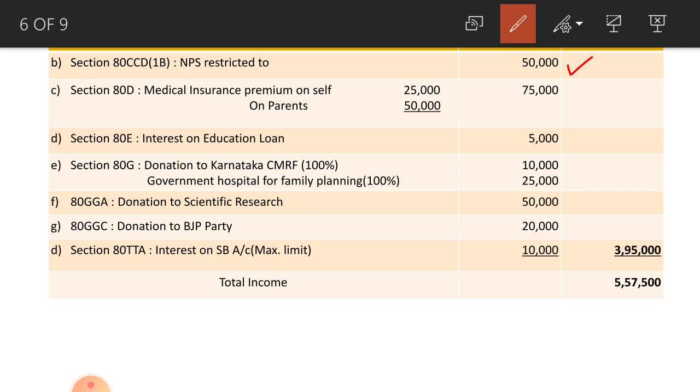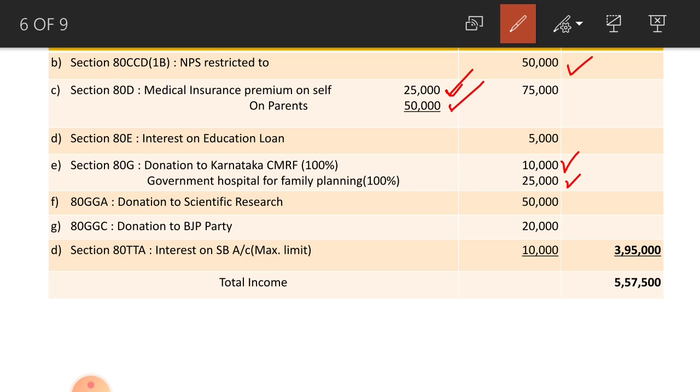Next, section 80D, medical insurance premium on self 25,000, because she is the age group below 60 years, that is why 25,000, which also includes the health checkup amount 5,000 rupees. And on parents' life, her father a senior citizen, so 50,000 can be claimed. Total is 75,000. Next one, section 80E, interest on education loan 5,000. Next one, section 80G, two donations are there, total of that 35,000, that is 10,000 and 25,000.